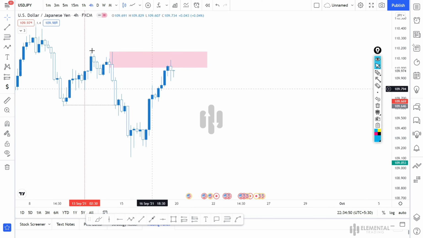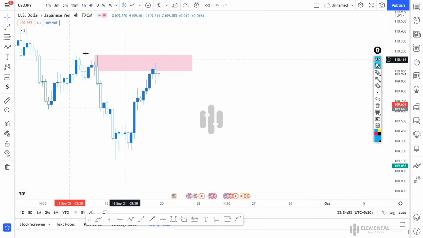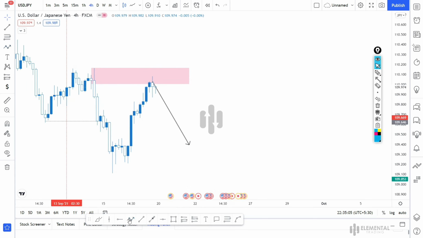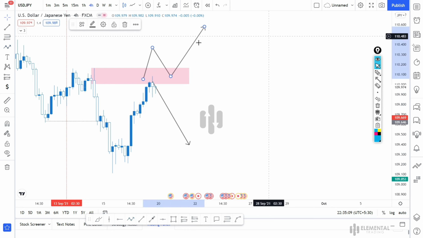So moving on to the next week's plan, here we can expect reaction from this key level. So this double top will be our plan A for the next week, and plan B will be break and retest of this key level. So this will be our plan A and plan B for USD JPY.